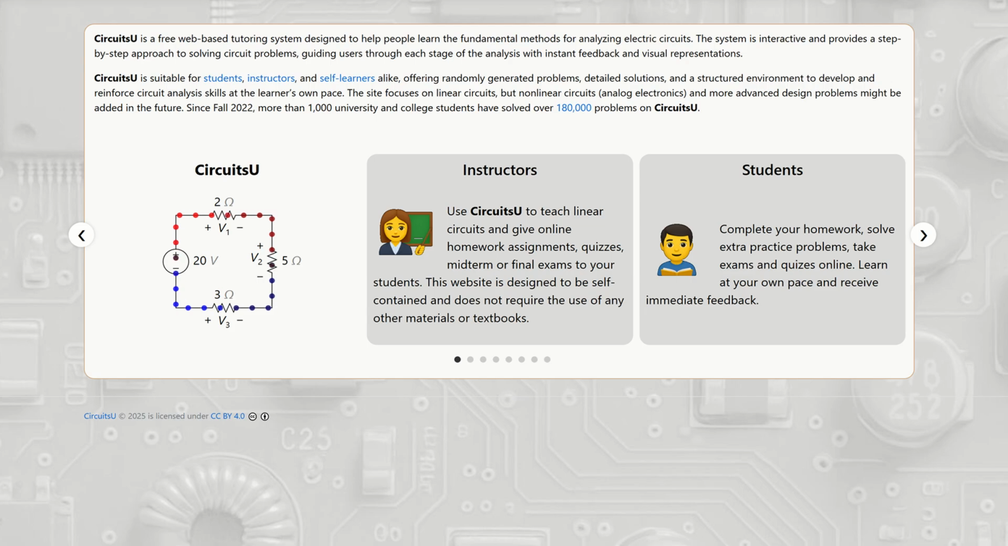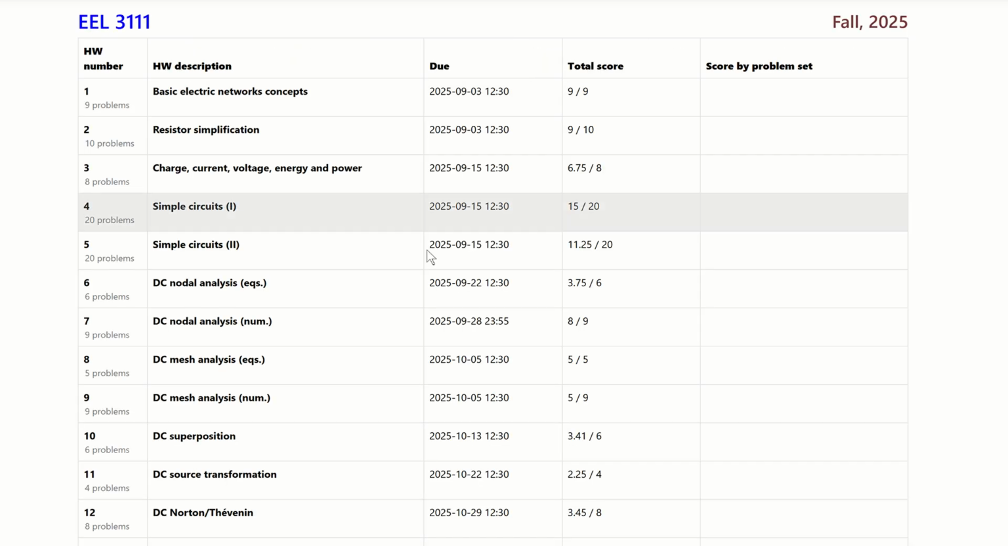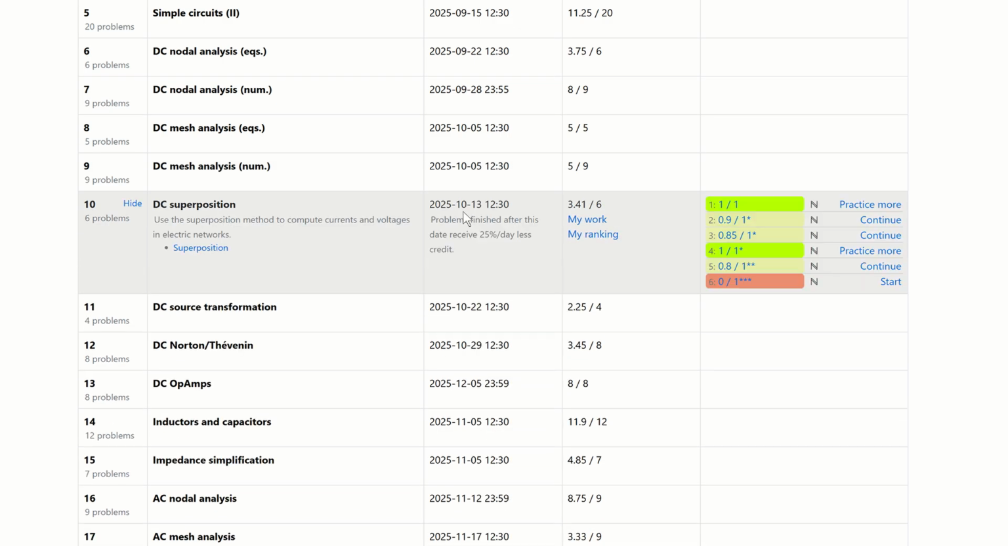Today we're going to be going over superposition. Superposition in DC circuits. We'll find here in circuit 2, if we go up to the top, go through my courses, and for us, it's under our homework assignments. Here it is, DC superposition. Let's start hammering out some problems.